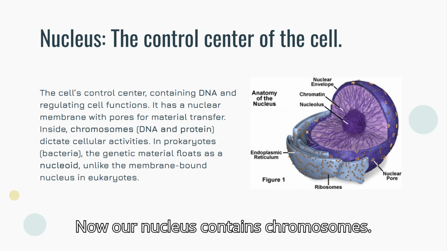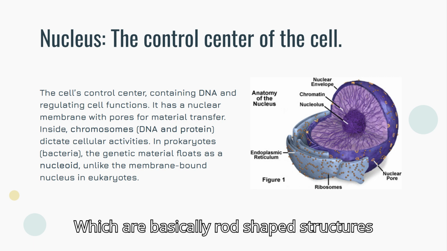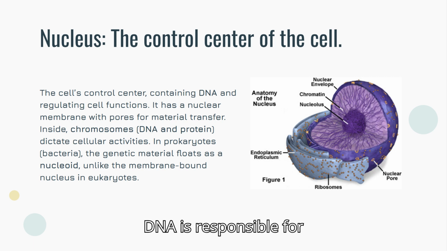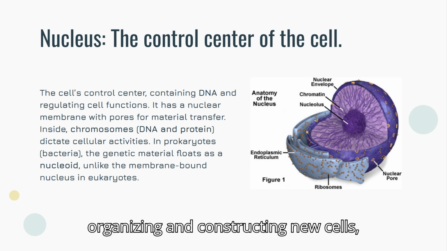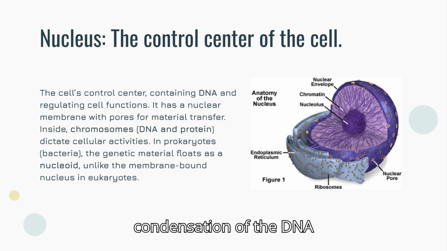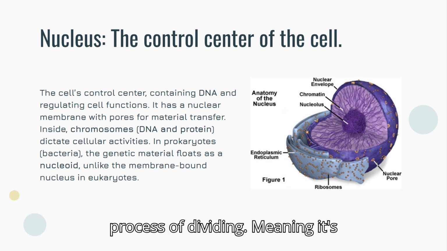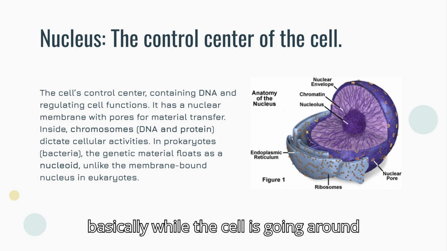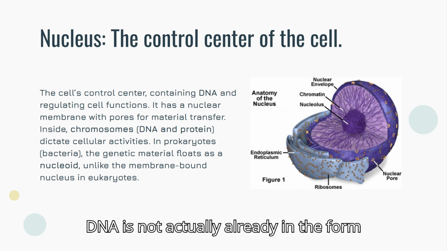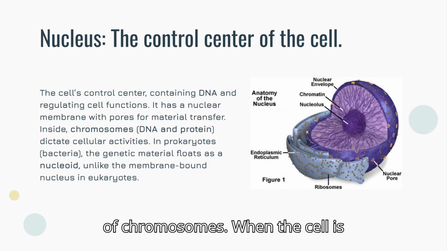Now, our nucleus contains chromosomes, which are basically rod-shaped structures which contain DNA and protein. Our DNA is responsible for organizing and constructing new cells, while protein helps in the packaging and condensation of the DNA. Now, while the cell is not in the process of dividing, meaning while the cell is going around doing its work, the DNA is not actually in the form of chromosomes.